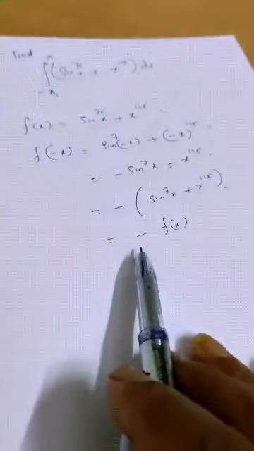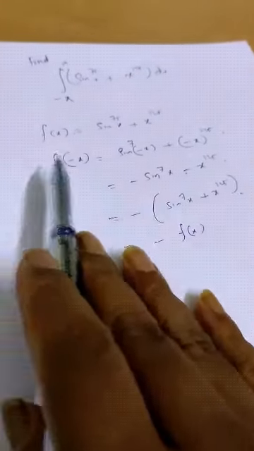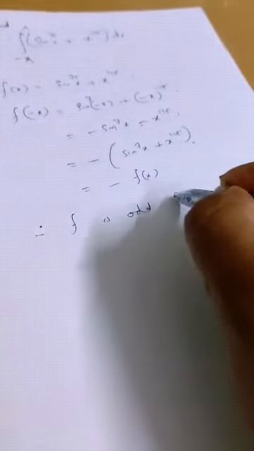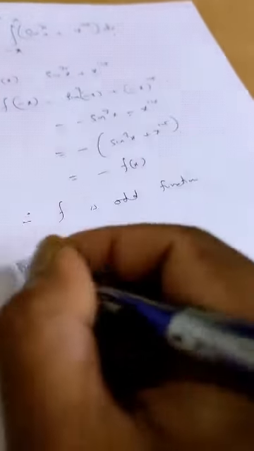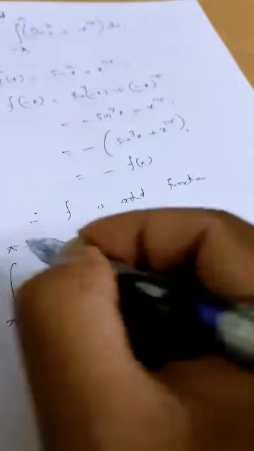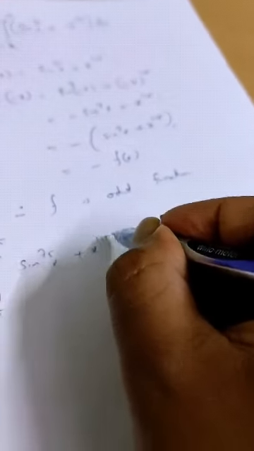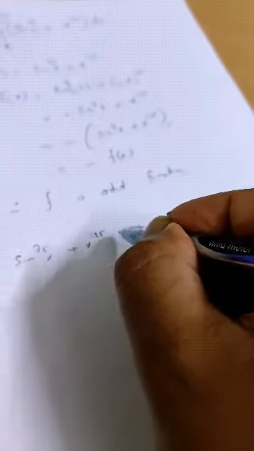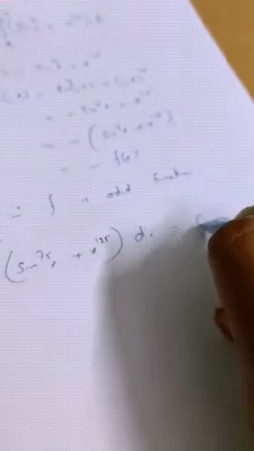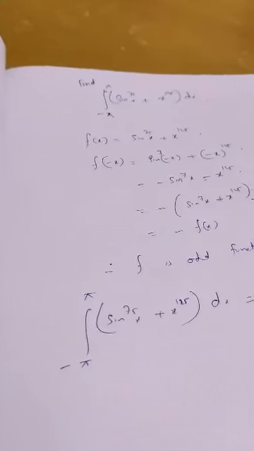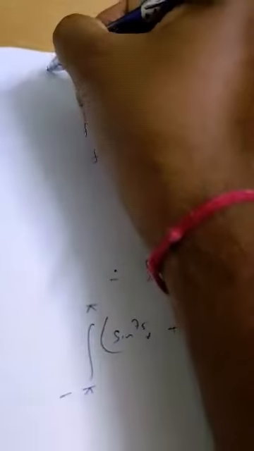Now f of minus x equal to minus of f(x). Therefore, f is an odd function. And we know the formula: if a function is an odd function, then from the property, the integral from minus a to a of f(x) dx will be equal to 0. So this is your question number what?